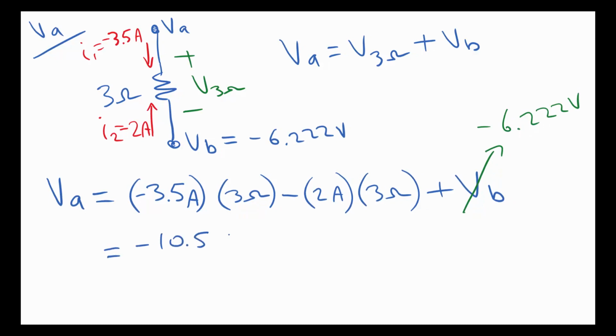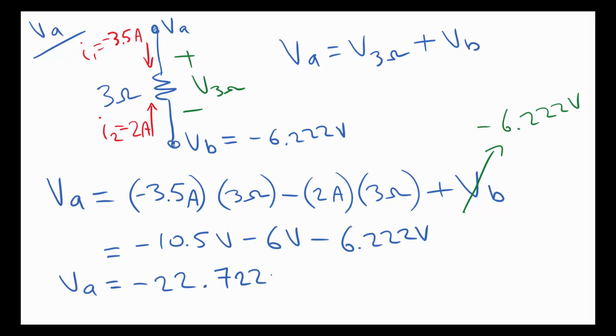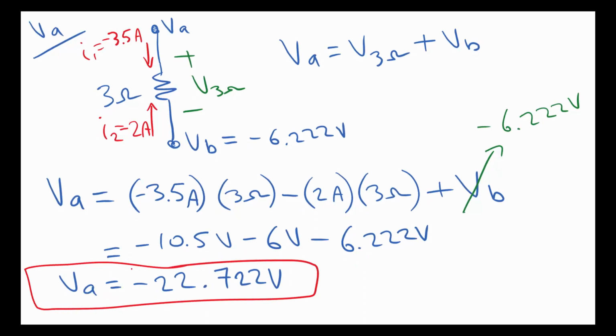Okay, so now let's simplify. Minus 10.5 volts minus 6 volts minus 6.222 volts. Add them all up, and we get minus 22.722 volts. Okay, and that is the third result that we're looking for. So that's all of the node voltages. We've solved for all of the node voltages, VA, VB, and VC, and this is the same value as we got for the node voltage analysis.